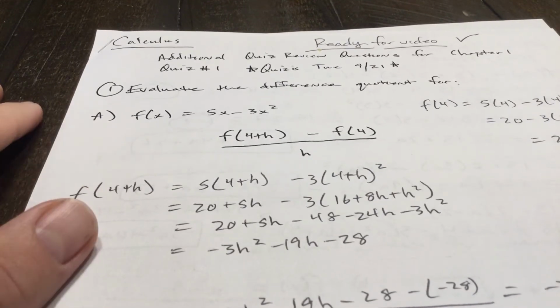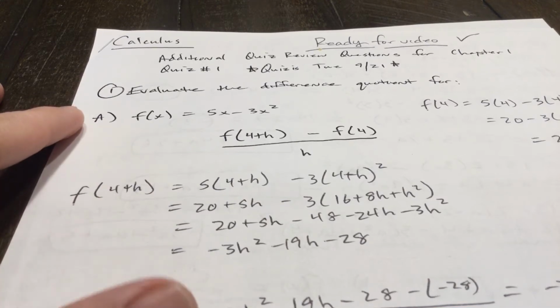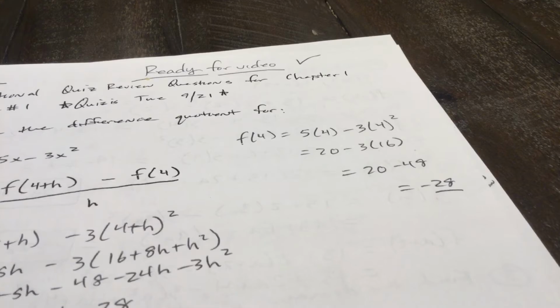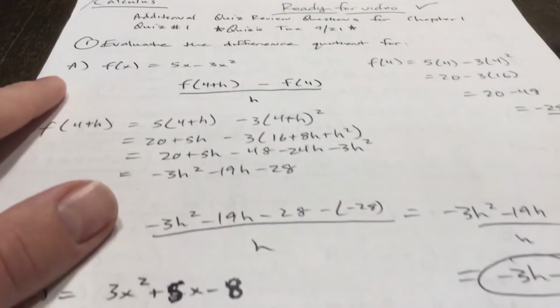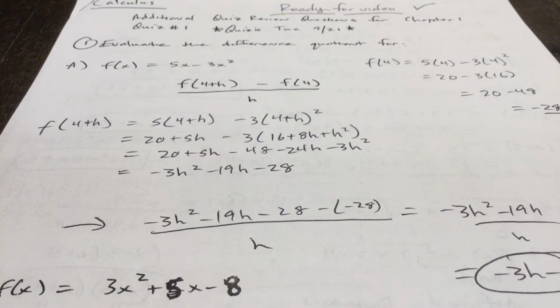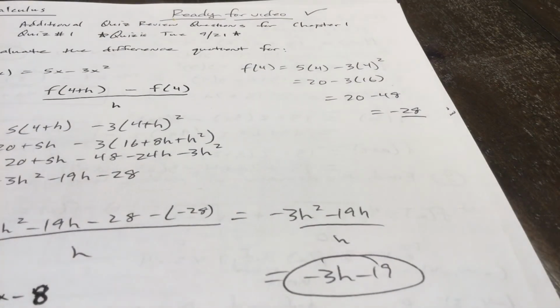Again, please be careful on the foiling, folks. That shouldn't be that bad. There it is, and then plug f of 4 in. That's a negative 28, so be careful. You're subtracting a negative 28. When you subtract the negative 28, the constants will cancel, and that is your answer for the difference quotient.